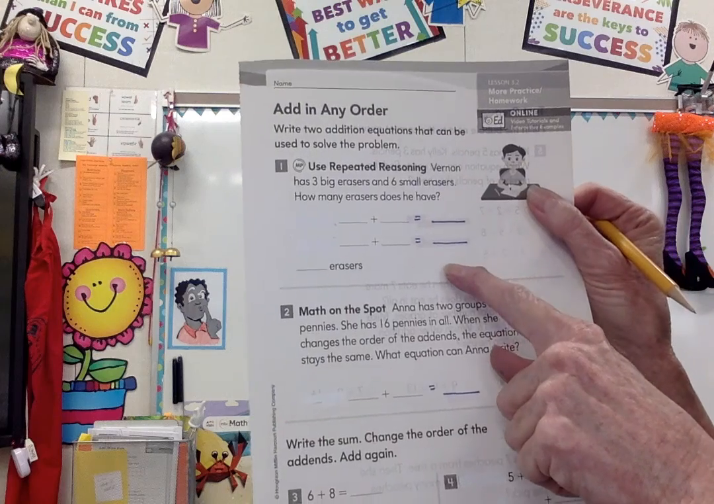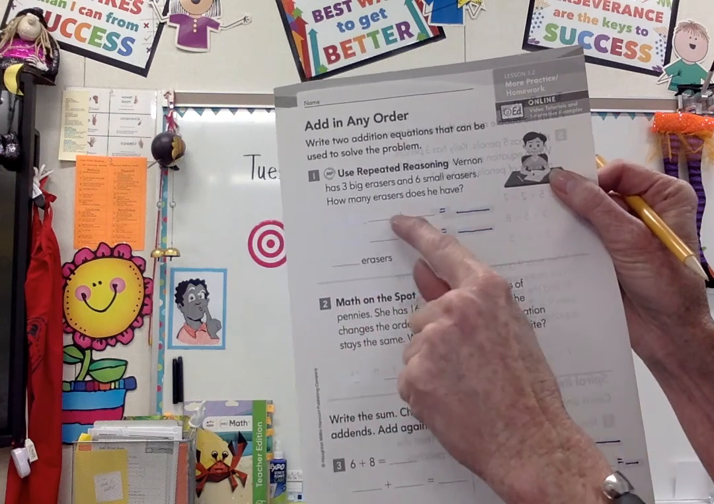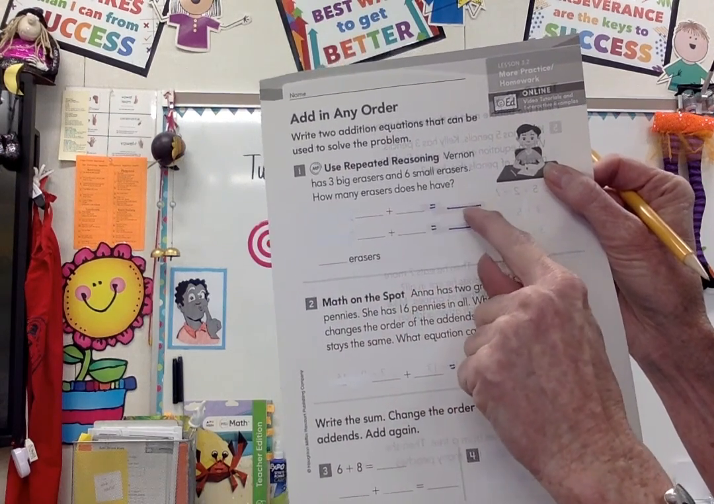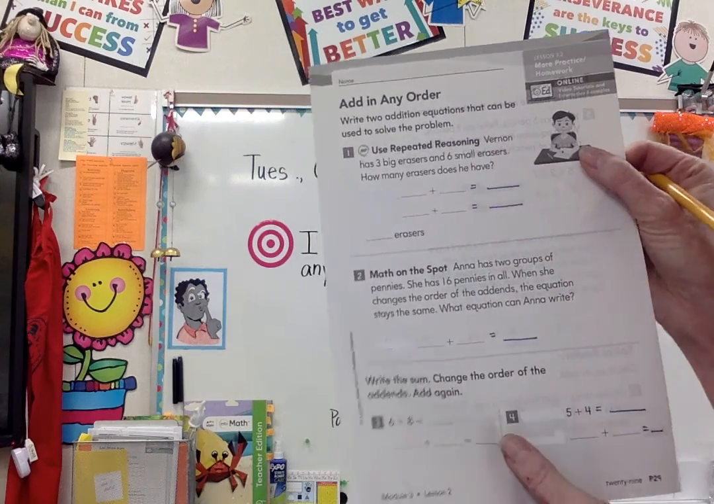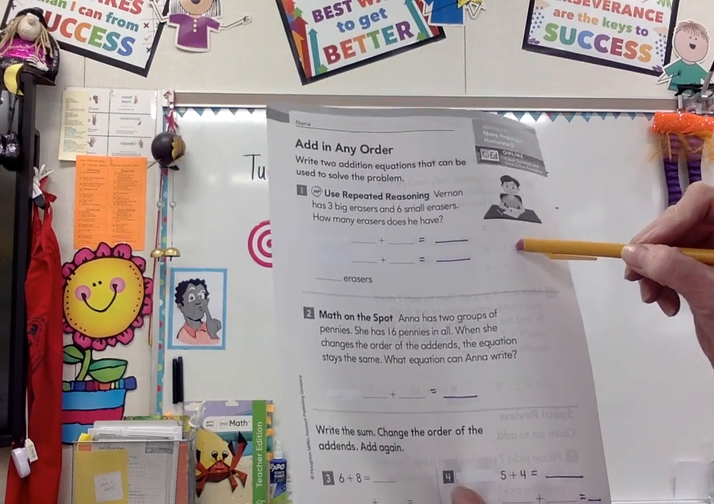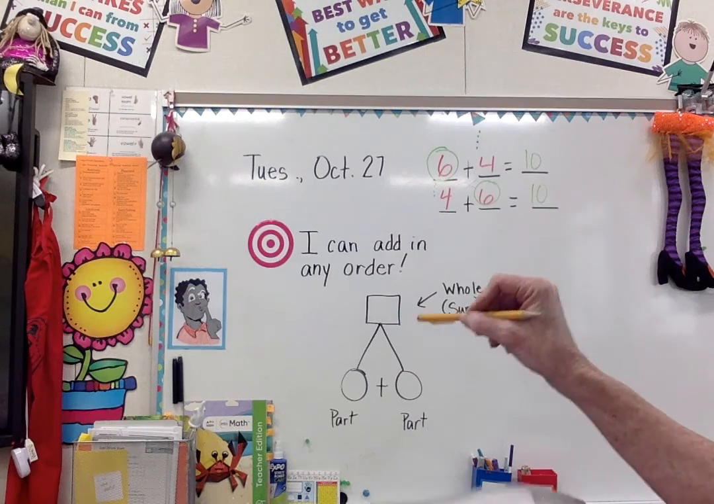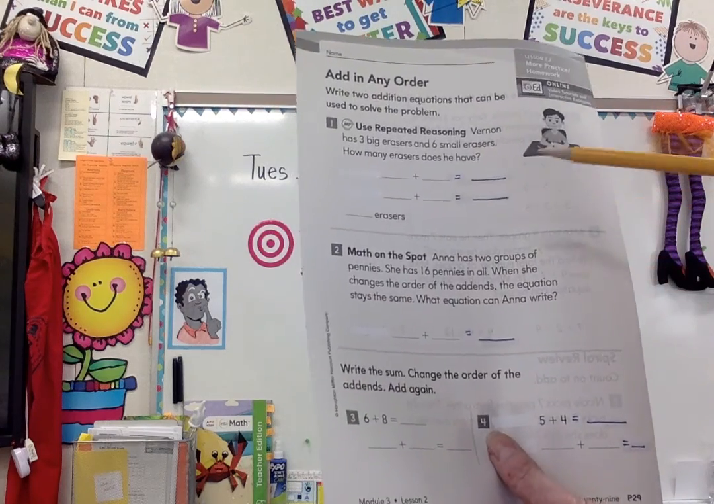I have changed the order of these. I have made it to where it is blank plus blank equals blank. So this will help us a little bit. If you need to draw a math mountain to the side, just like is on the board here, you can do that to help you out, okay?